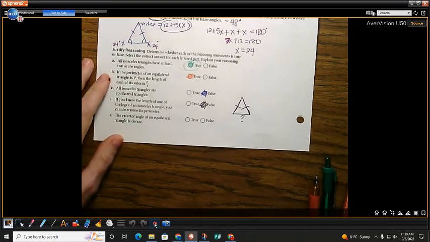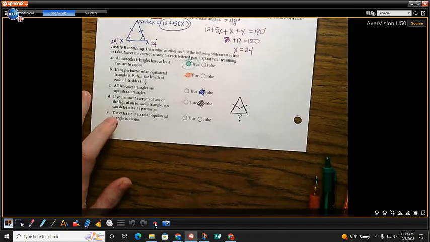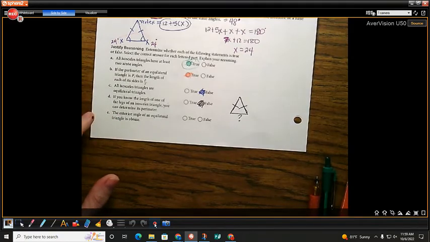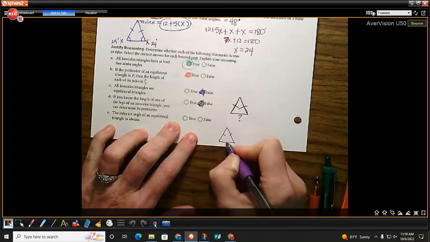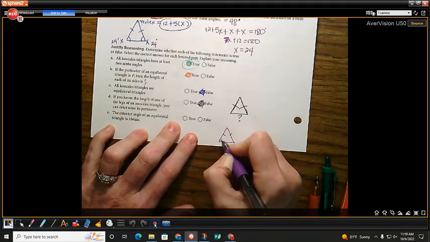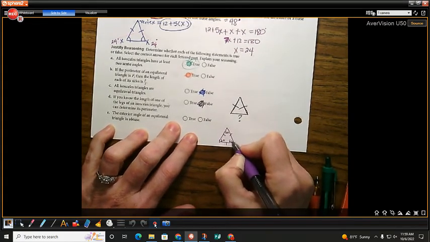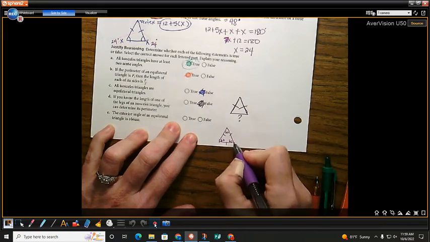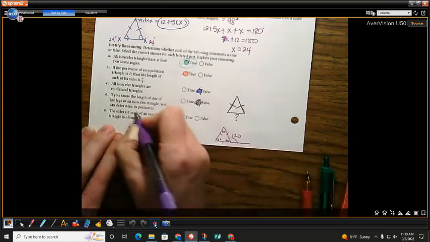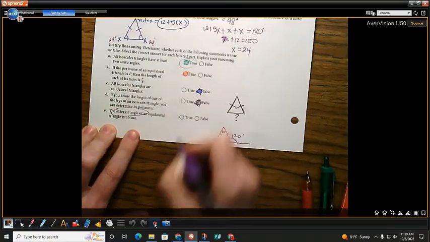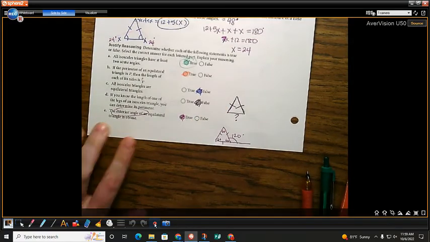Okay? And then, if the exterior angle of an equilateral triangle is obtuse. Certainly. Yeah, false. I'm hearing true and false. Well, let's draw the picture. I've got an equilateral triangle, so how big are all its angles? 60. But those are interior angles. How big will the exterior angle be? 120. So the exterior angle is obtuse.